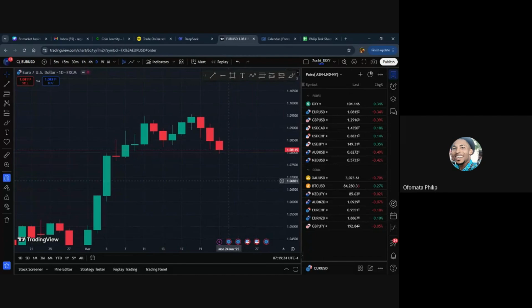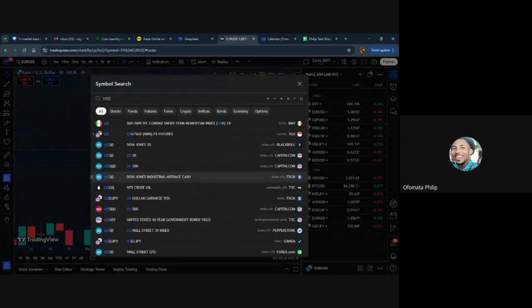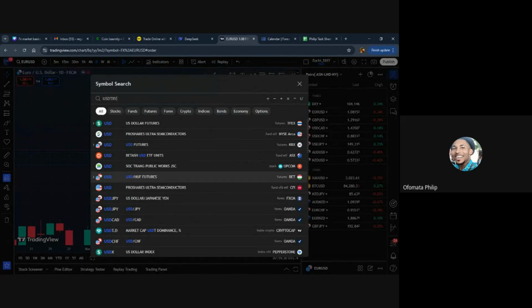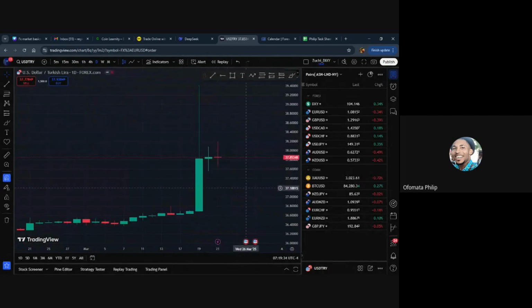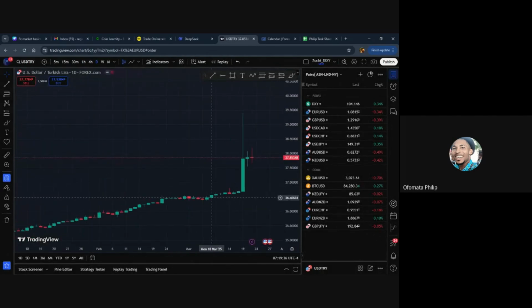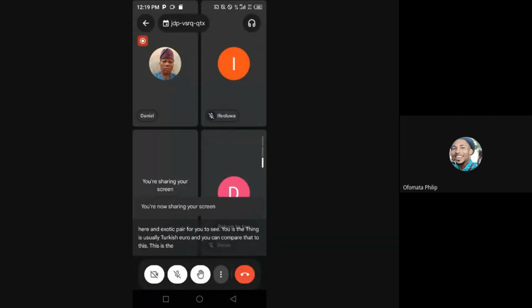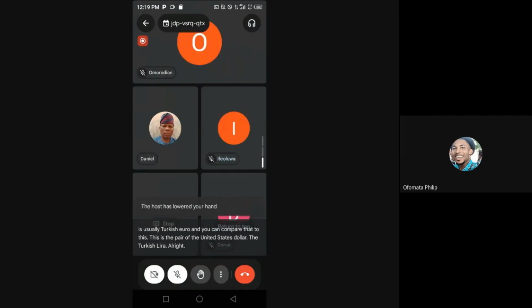Now I'll pull up an exotic pair for you to see. I think it's USD Turkish lira, and you can compare that to this. This is the pair of the United States dollar and the Turkish lira. Okay, give me a minute.